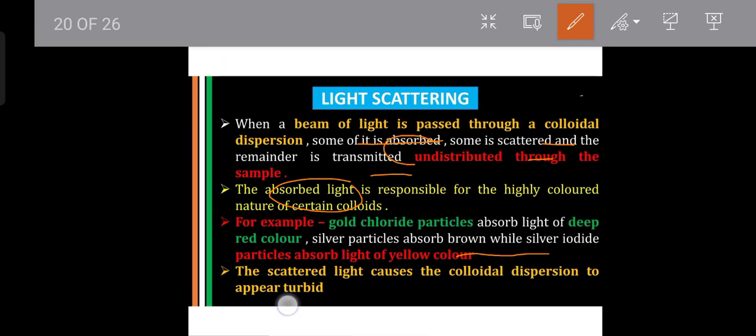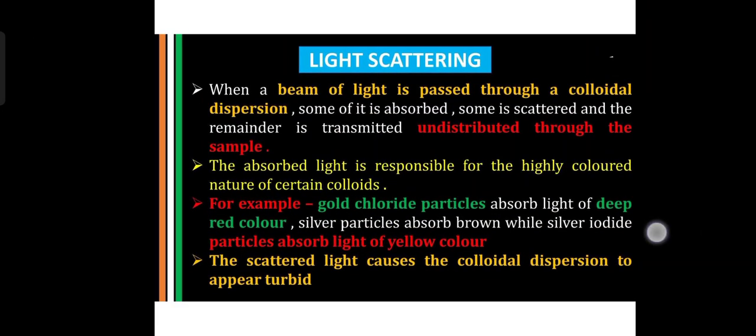Also, due to this scattering of light by the dispersed phase, the colloidal dispersion always appears turbid. It is not a clear liquid. Turbid means a little bit of opalescence in the system. So that is the light scattering phenomenon, and this is all about the optical properties.